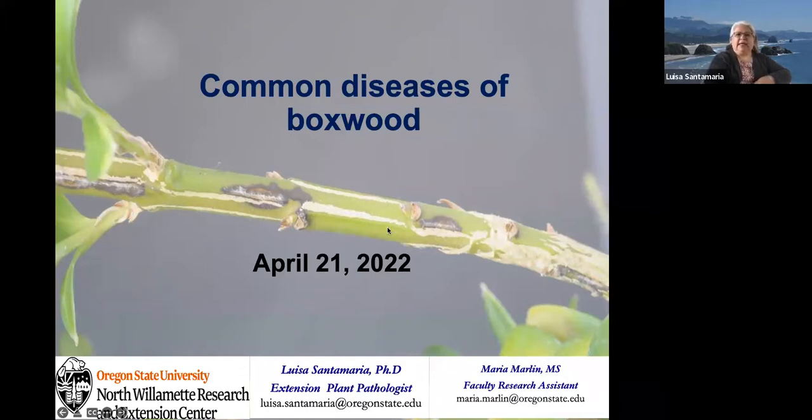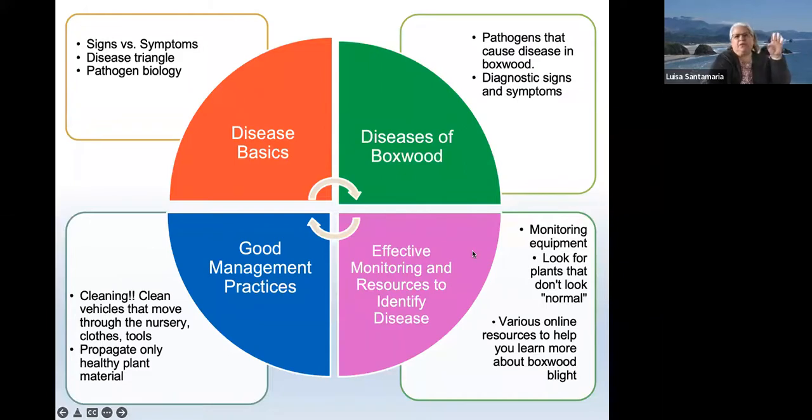All right. Okay, so today we're gonna talk about 4 things related with boxwood diseases. First, I like always to summarize the basics about diseases, just to keep that in mind. We're going to talk about the diseases of boxwood, and what we are going to cover there is the diagnostic signs and also the symptoms. We're going to talk briefly about good management practices, and we're going to talk about effective monitoring and resources to identify the diseases. So these are the topics for today. All right, so let's get started.